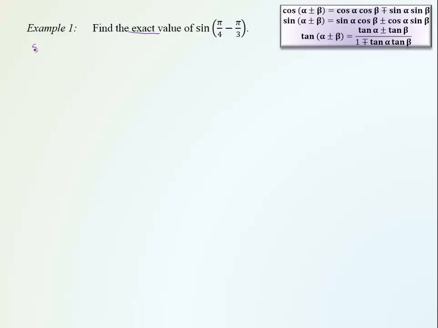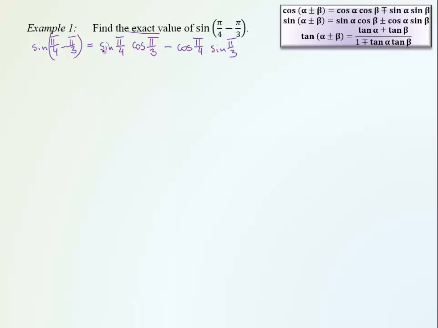Let's write it down. Sine of pi quarter minus pi thirds is the same as, according to the formula, sine of the first angle, sine of pi quarter, cosine of the second angle, pi thirds. Since we're talking about difference, we are taking the bottom sign, so minus cosine of pi quarter and sine of pi thirds.